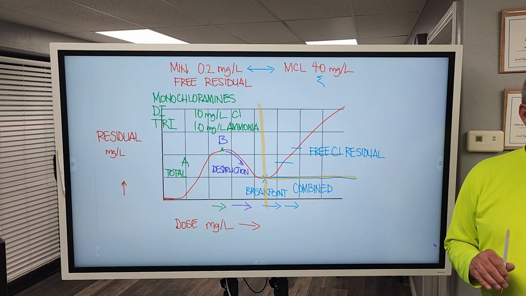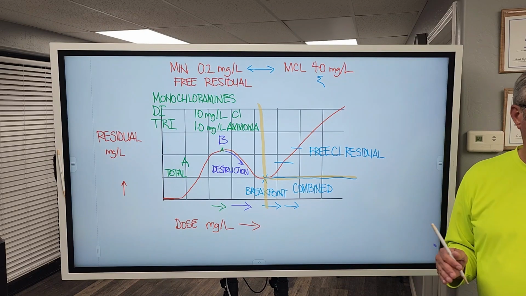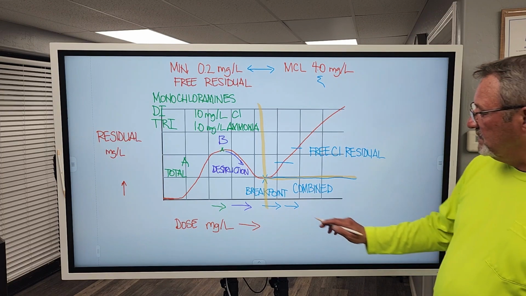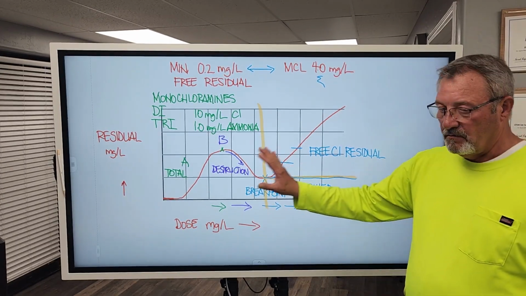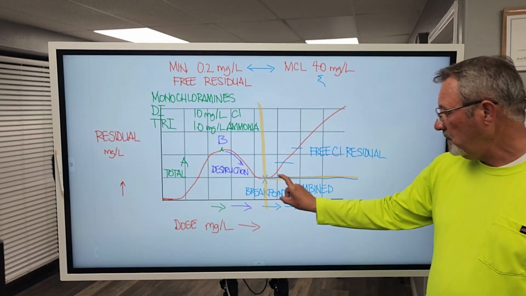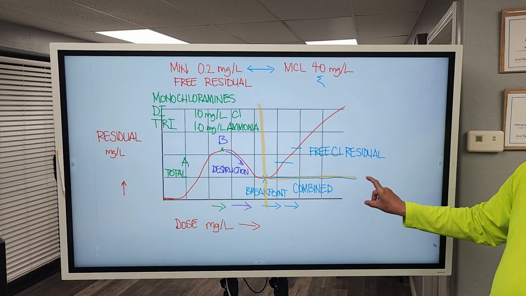The water quality might change. It might just be slight, but over time we get to see those changes and what's going on. So, getting back to this, once we achieve breakpoint, as far as the raw water quality or characteristics remain the same, we're going to have a breakpoint, or we're going to have a combined chlorine residual here.